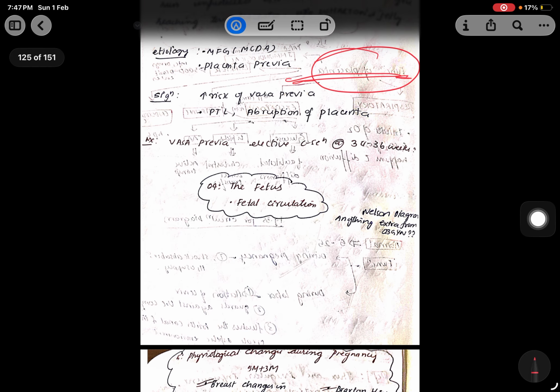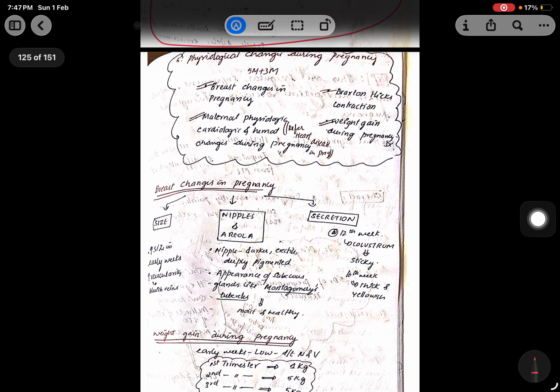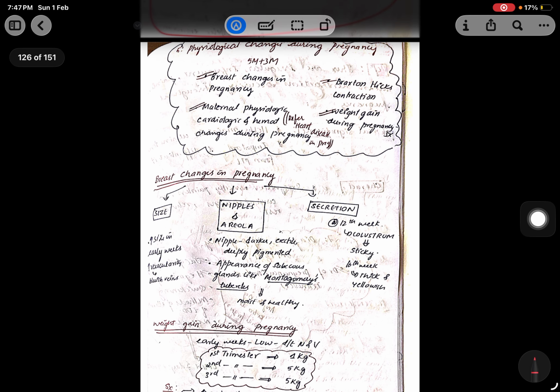Okay. Fetal circulation, once it is asked, I feel Nelson has a better diagram than any other book. Make sure you study that diagram and place it in community. Again, what are the physiological changes? Again, this thing you are studying even from physiology. So again, divide it, just place it and come back.